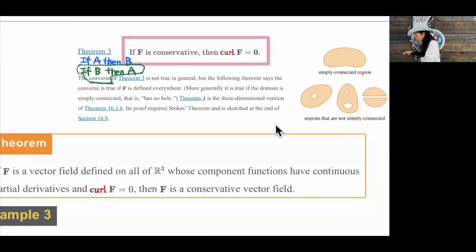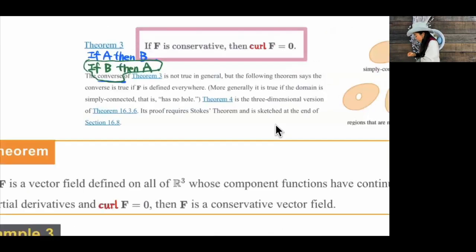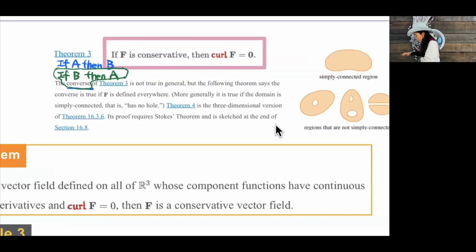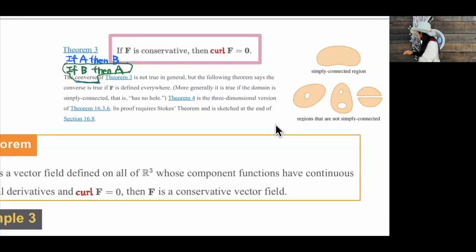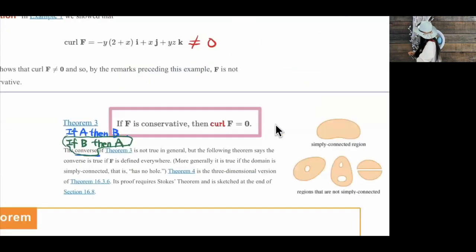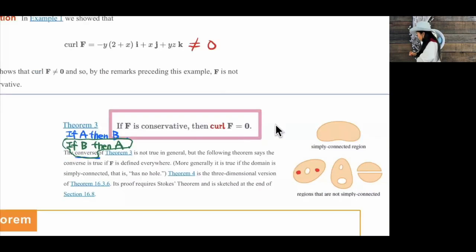But if the vector field is defined everywhere, that is actually true. Okay, suppose the vector field is defined everywhere, or more generally, if the domain is simply connected. So what do we mean by simply connected? Say this one over here is simply connected. These three over here are not simply connected. For example, if you can find any 2 points over here, then draw the line, and some point over here is going to be outside the region, that is not simply connected.